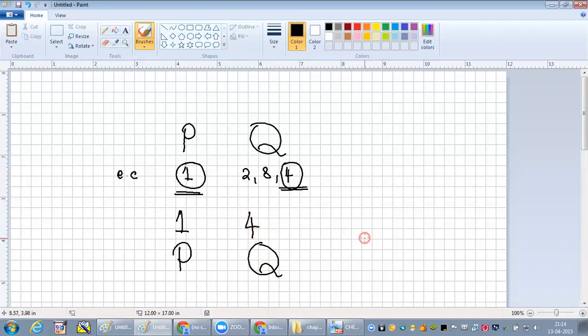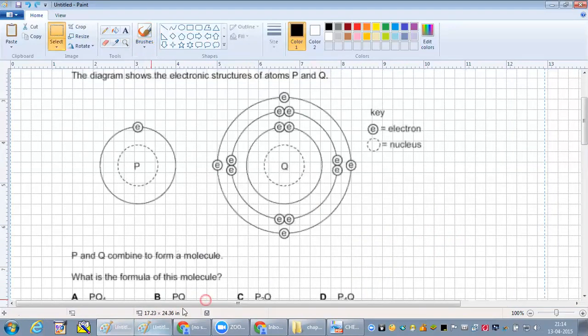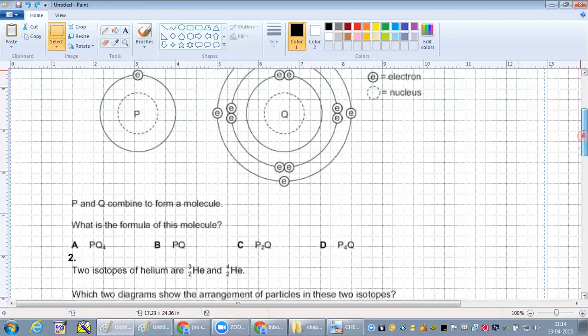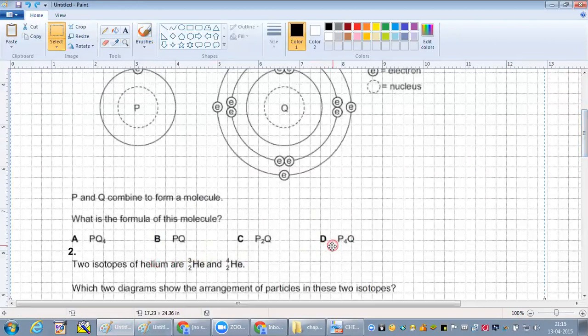Now how do we write the formula of the compound? We simply have to exchange these valencies. These 4 will come over here, this 1 is going to come over here, so the formula of the compound is going to be P4Q. So you can just have a look at all the options that are over here. P4Q is this option whose formula we have obtained. So the correct option over here is going to be this one.